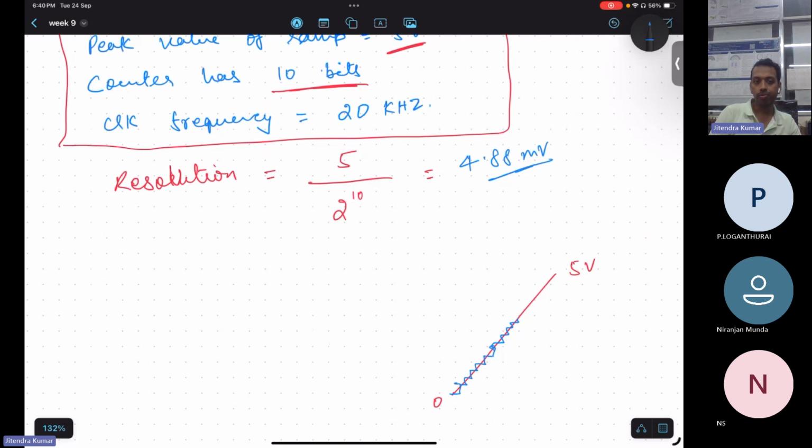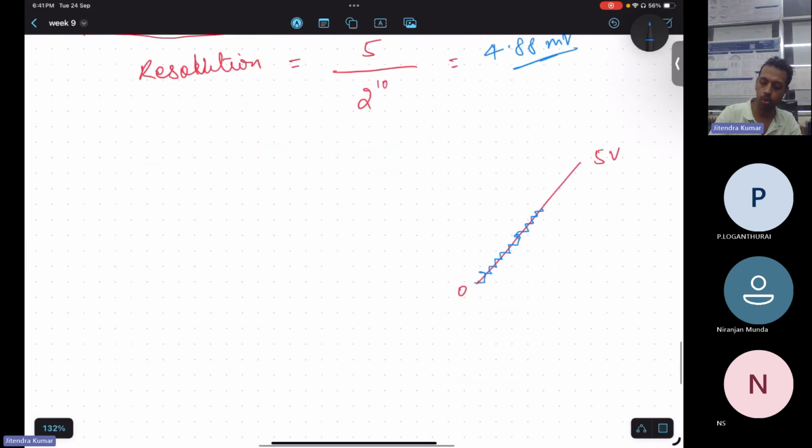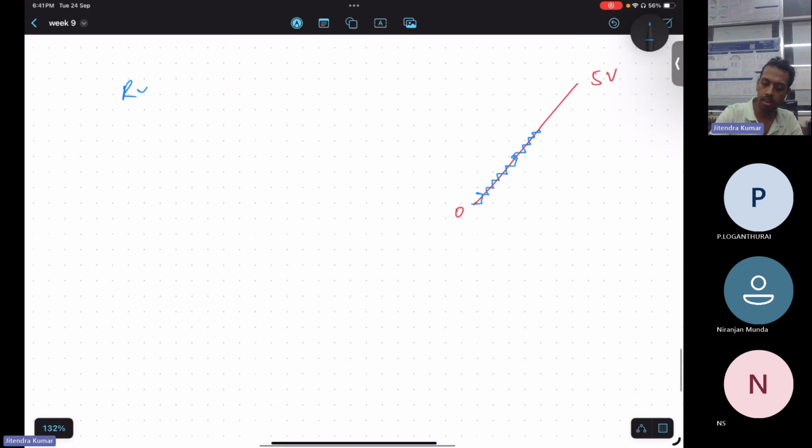Let's suppose we are given the resolution. Here we calculated the resolution, right? That much is the resolution of the circuit. Other way around, let's suppose we are given a resolution of 10 millivolt, and we again have a 10 bit counter. So what will be the maximum value it can measure?